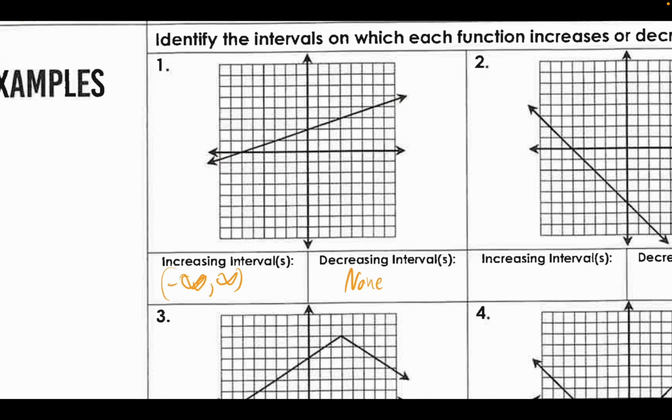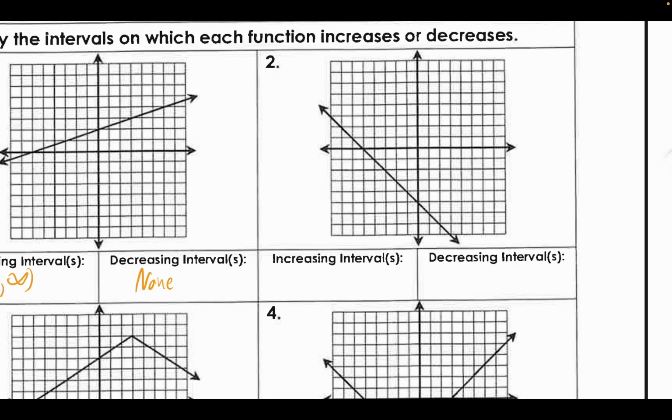So you can put none, you can put a dash, you can put NA, really anything to get across the idea that it is decreasing never. So undefined would not work here though, because undefined is specifically for when we try and divide by 0, and that breaks math.